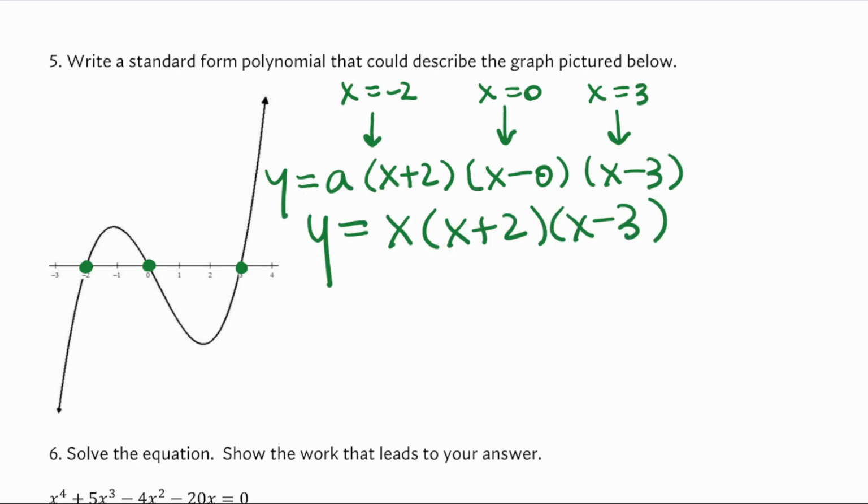Okay, so I'm going to move that up there and say, all right. I think what I'm going to do is multiply out the x plus 2 times x minus 3, and then I'll distribute in the x after the fact. So that's x times, all right, I know I'll have an x squared.